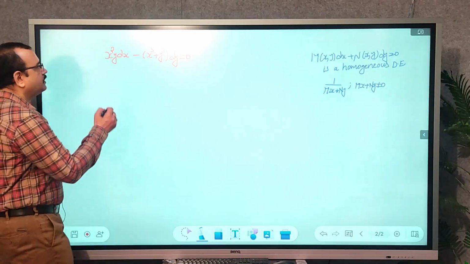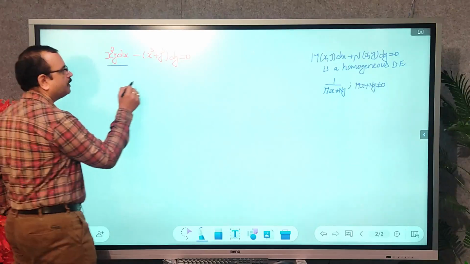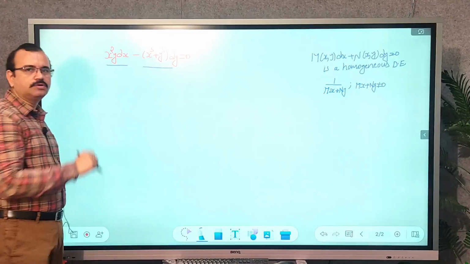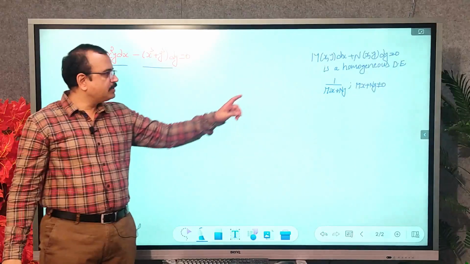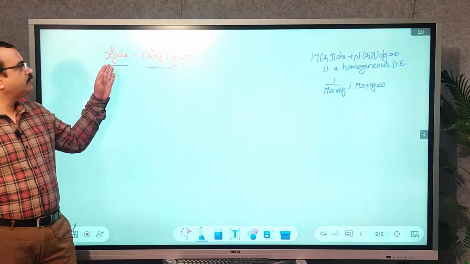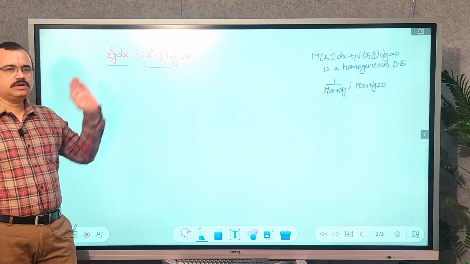Suppose the given DE is something like this: x square y dx minus (x cube plus y cube) dy is equal to 0. Now to take 1 by Mx plus Ny as an integrating factor, we have to check whether first of all it is exact or not and whether it is homogeneous or not.